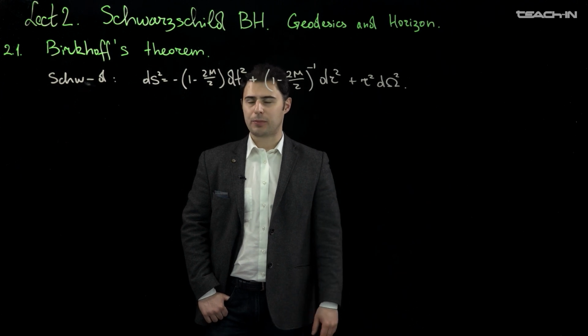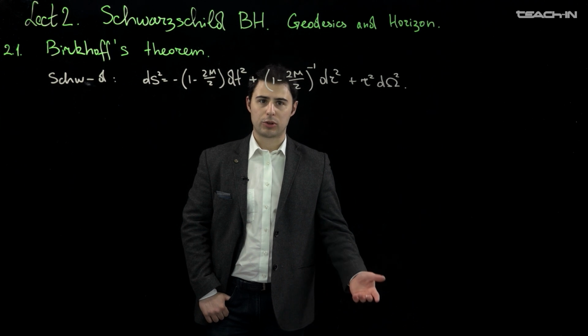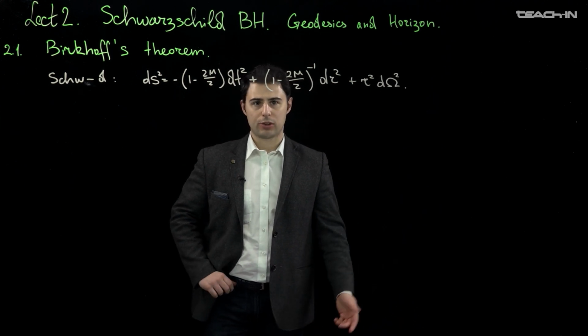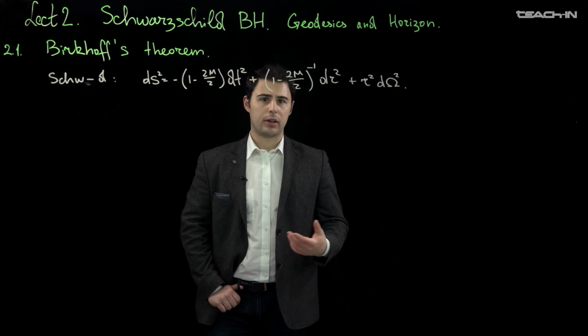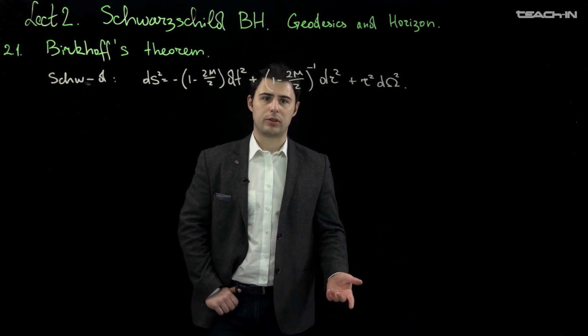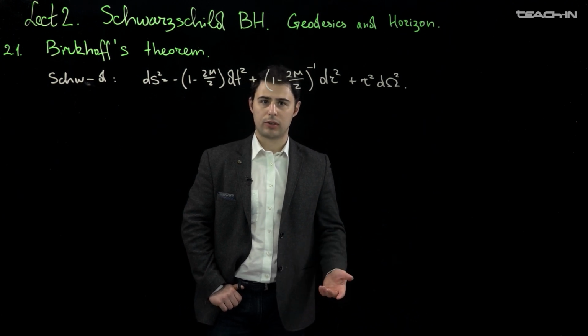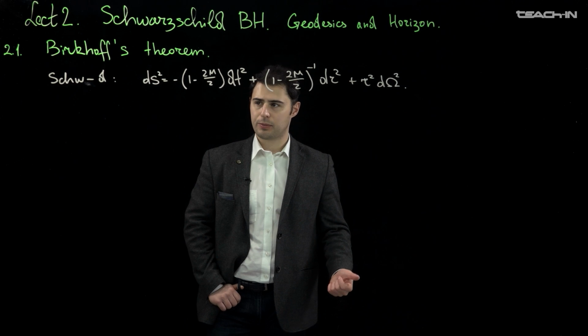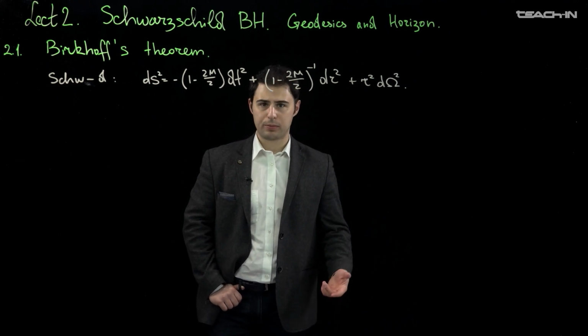Welcome to the second lecture. Today we will study the Schwarzschild solution that we introduced in the previous lecture, and in particular we'll study its exterior, its physical properties, the geodesic motion, and we will also show that the horizon is only a coordinate singularity. Good. So let's start with the Birkhoff theorem.